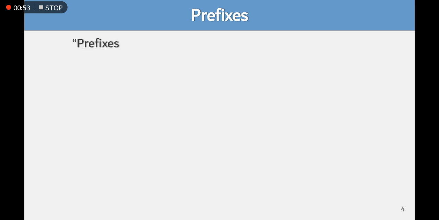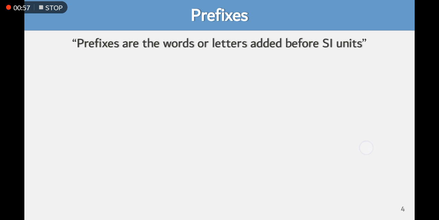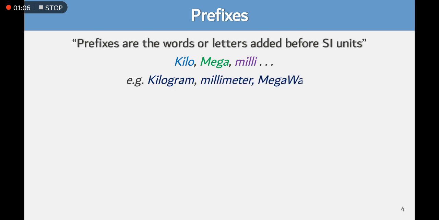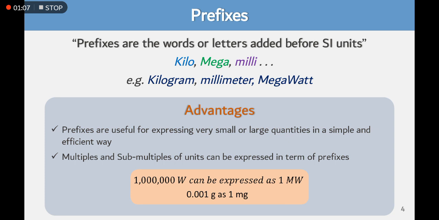Let's move towards the definition of prefixes. Prefixes are the words or letters added before SI units, such as kilo, mega, and milli. And when these letters are added before SI units, they form kilogram, millimeter, and megawatt. Now the question is why we are using prefixes and what are the advantages of prefixes.